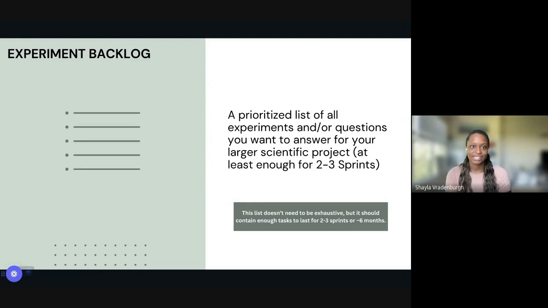Another thing to note is that sometimes it can be really tricky to know every experiment that you want to complete. So another suggestion I would have is framing all of the things in your experiment backlog as questions that you're trying to answer with your project. And then under those questions, figuring out what experiments and analysis you would need to complete to be able to answer those questions. Then using that as your framework for the experiment backlog.